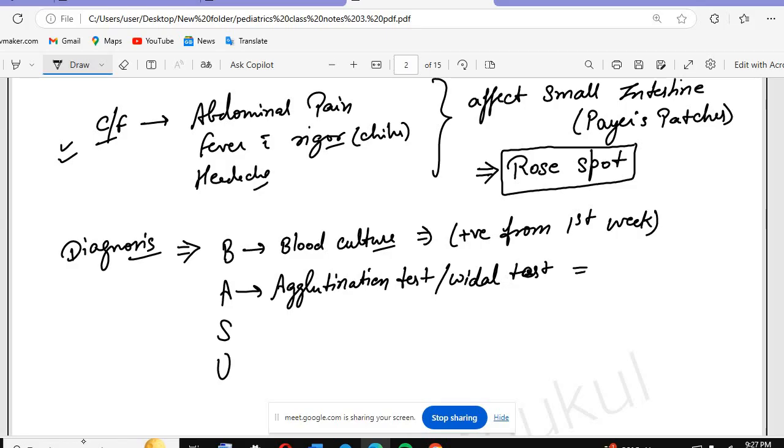So what you are going to see in the Vidal test, basically, you are going to check the H antigen or the O antigen. If the question mentions 1:20, what you have to do is repeat the test after 1 week.